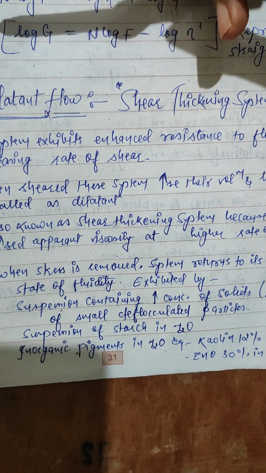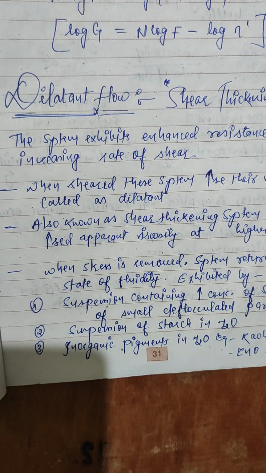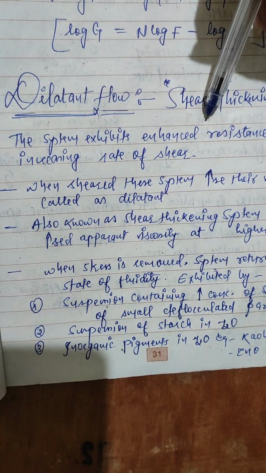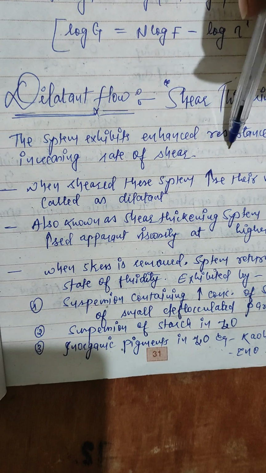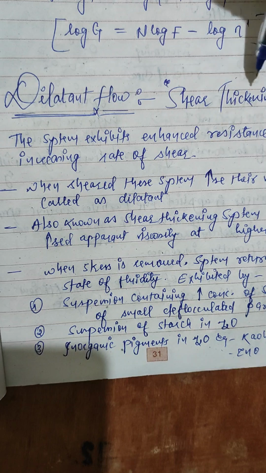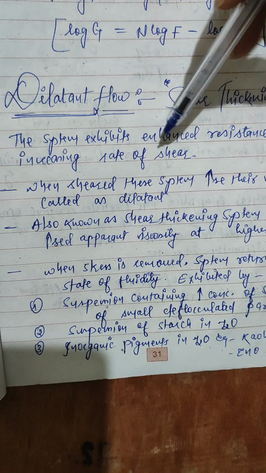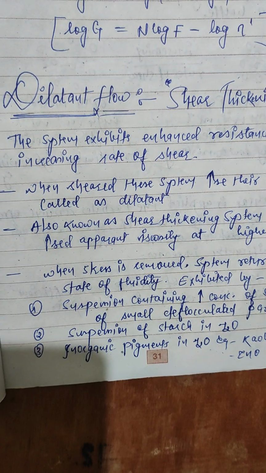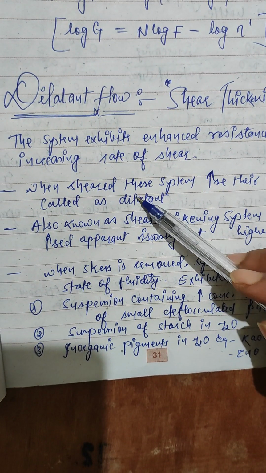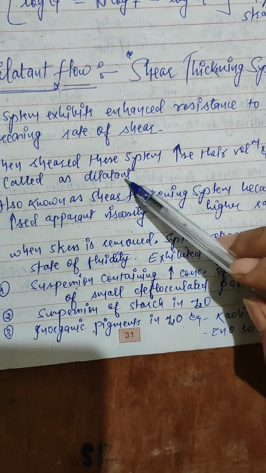In the pseudoplastic flow, what was happening? On applying the shear stress, the liquid was getting thinner. But here, when we are increasing the rate of shear, the fluid is thickening. Fluid is getting thick by increasing the rate of shear. When these systems are sheared, they increase their volume and hence are called dilatant.